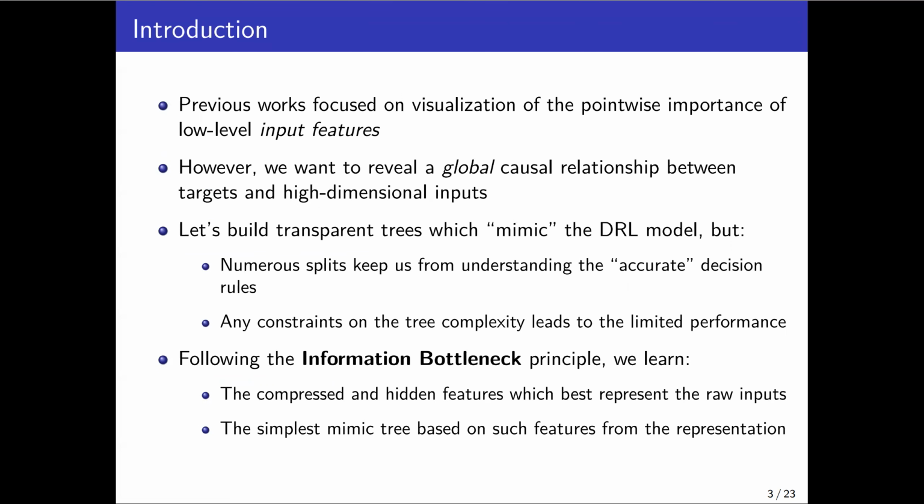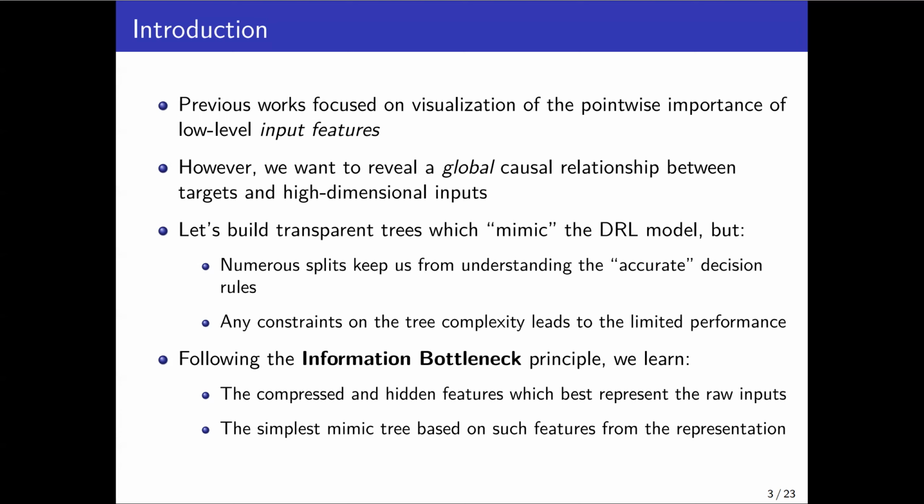Most previous works on DRL interpretation focus on visualizing feature importance based on the low-level, high-dimensional input space, such as an image. However, the issue is that the resultant interpretations are usually point-wise and hardly reveal a global causal relationship between these inputs and our predictions. A famous alternative is to build transparent trees which mimic the black box DRL model. But if a tree ends up with too many splits, we may not understand it, no matter how accurate a decision is. If we limit the complexity, we take the risk of unsatisfactory performance.